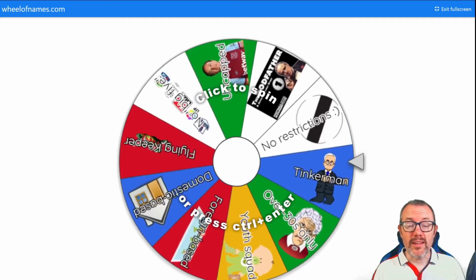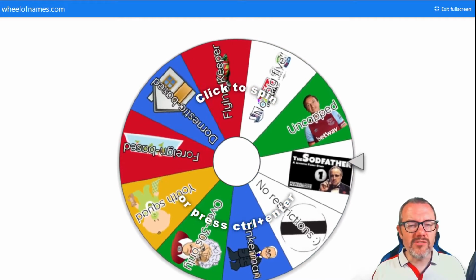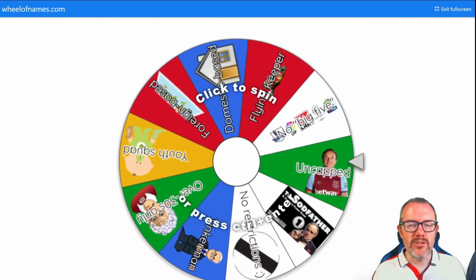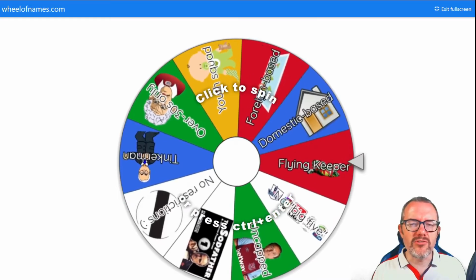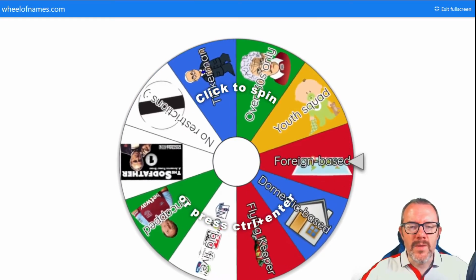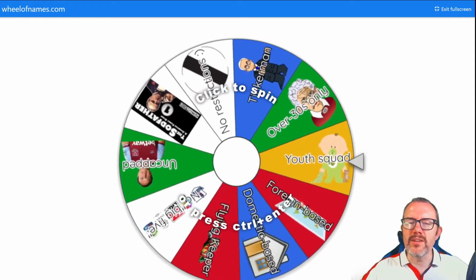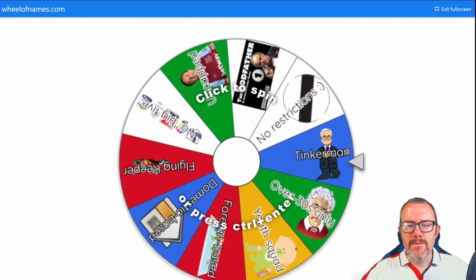So here we are back at the wheel of names, but this time not to choose a team, this time to choose a restriction. When I play through the Euros and the Copa America, I'm going to put in some restrictions to try and make my squad selection a bit more interesting. Now, you can see them all here. Some of them are self-explanatory, some of them maybe not so much. So I'm just going to quickly run through them.